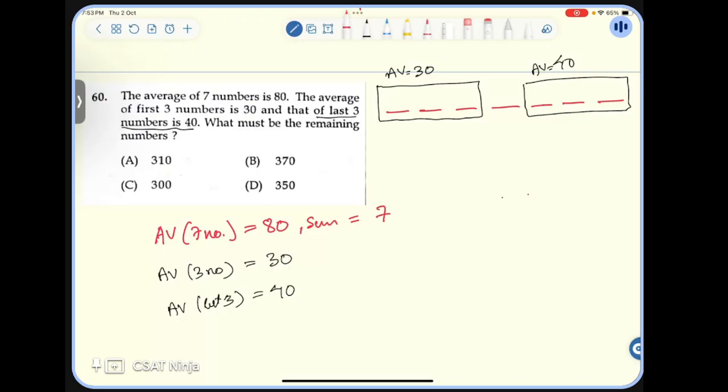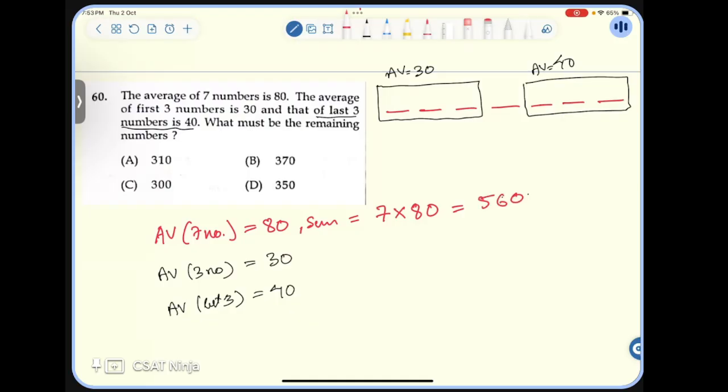There are 7 numbers and the average is 80. Let's try. Whenever you see this kind of problem, you just find the sum separately. 7 times 80 is how much?